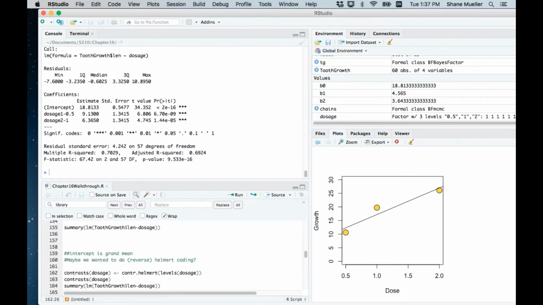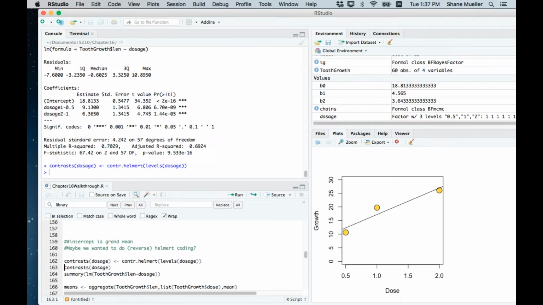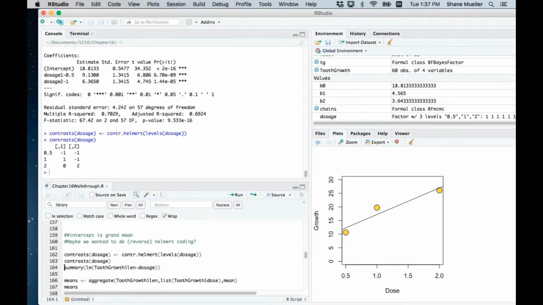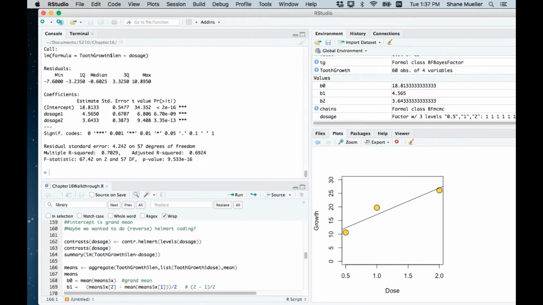You could have done this Helmert coding as well, or reverse Helmert coding. Again, this is a little different. And now we again see these three. Now this is harder to interpret. So if you're messing with dosages, if you're messing with contrast, you really have to think carefully about what these levels mean. And again, this is 18, and this is going to be sort of the difference between the first two, and that's significant. And this is going to be the difference between the third one and the first two. So this versus these two is also different.